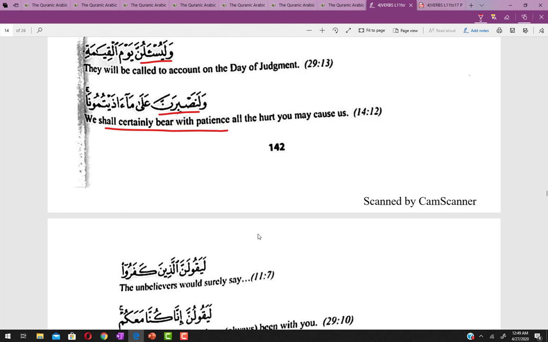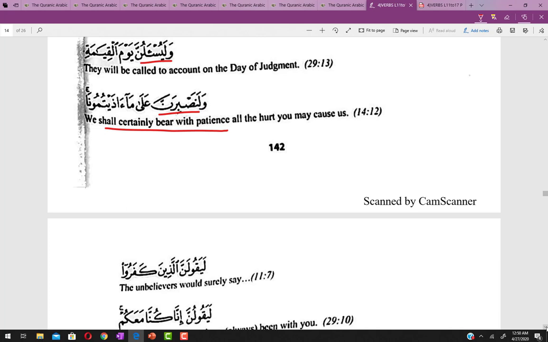Wala nasbiranna ala ma aadaytumuna. We shall certainly, definitely bear with patience all the hurt you may have caused us. So here, look at the beauty of Arabic grammar. Only a person who knows the Arabic grammar can understand the meaning and the emphasis hidden in the single word. If you just look at the Arabic word, it's just one word: wala nasbiranna. But look at the translation. There are like six different words used for translating just a single word. We shall certainly bear with patience, right? So that's the beauty of Arabic language. And Allah subhanahu wa ta'ala has chosen this language for the Quran. Subhanallah. So learning grammar is very important.